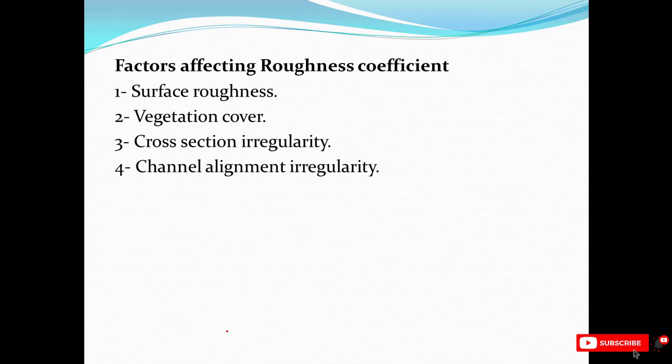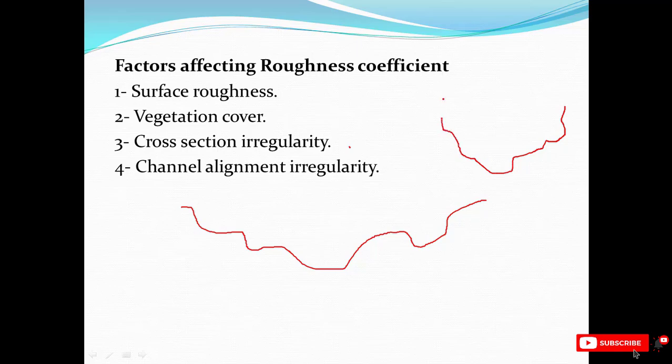Channel alignment irregularity. In the plan view, if the channel looks like this, for example, at the top, this is irregular. This is true for rivers, not artificial channels. Also, the cross section of rivers is irregular, like this. Maybe this is the cross section of a river, and the water level may be here. But in an artificial channel we have a straight, rectangular, trapezoidal, or other regular shape.